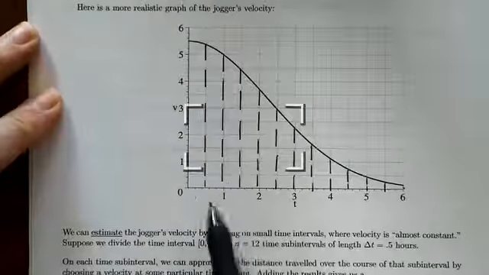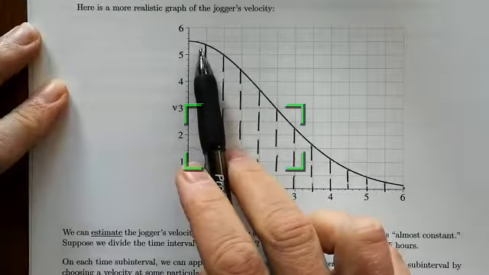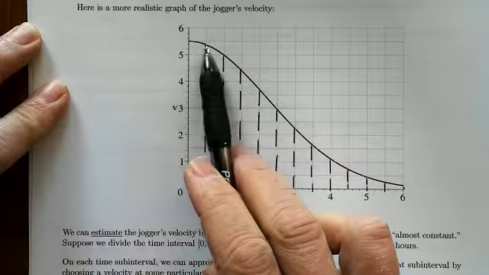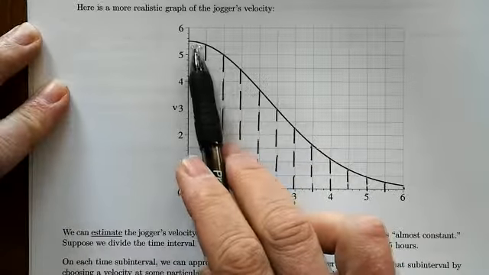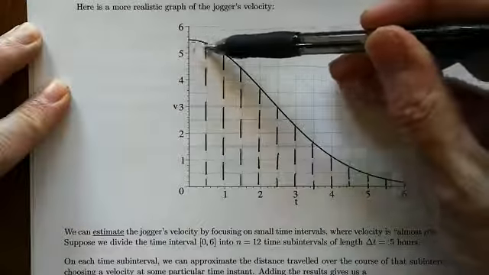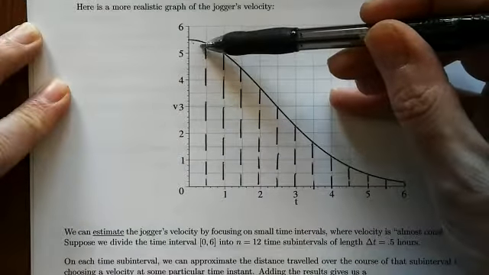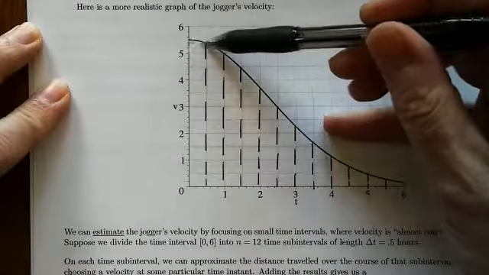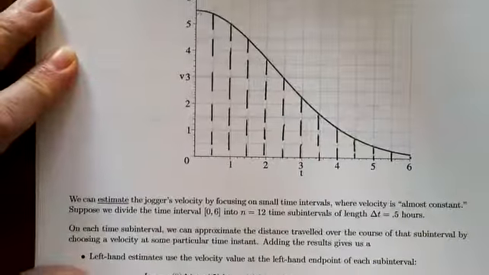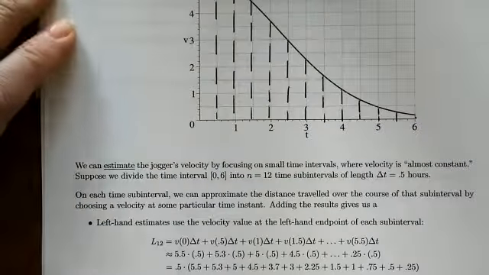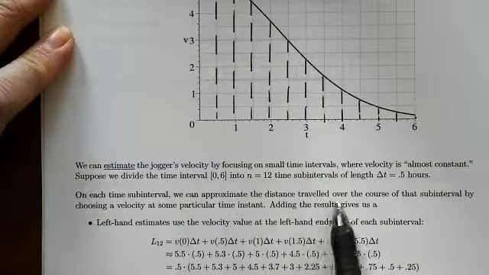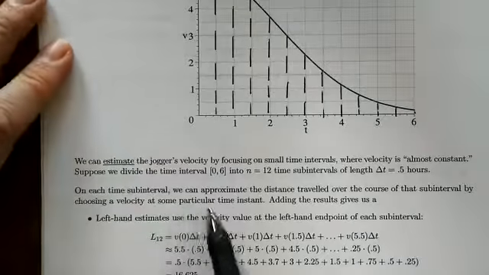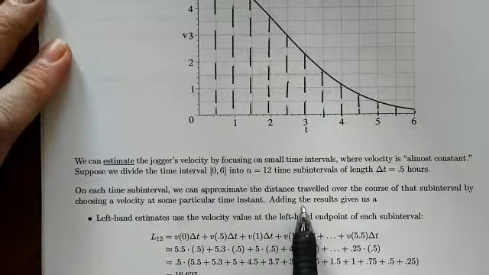Okay? Now, if each time interval is fairly small, the velocity is almost constant, not quite, but almost constant. So if we think about this as sort of a rectangle, we could take the change in time, which is 0.5, and multiply it by a height, so to speak. Okay. So on each interval, we can approximate the distance traveled over the course of that subinterval by choosing a velocity at any particular instant in time.